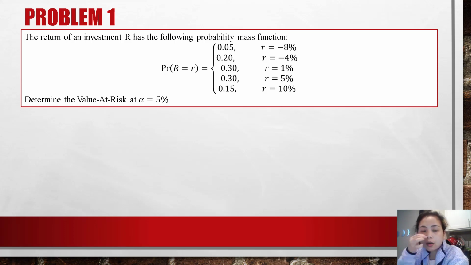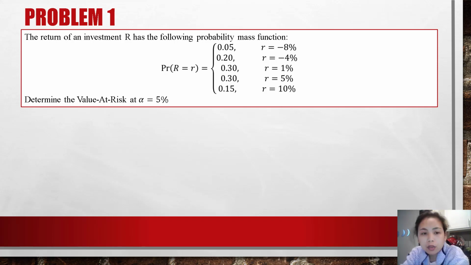The probability that R is equal to little r is equal to 0.05 when r is negative 8%. It is 0.2 if r is negative 4%. It is 0.3 if r is 1%. It is 0.3 if r is 5%. And 0.15 if r is 10%. Determine the value at risk at alpha equal to 5%.